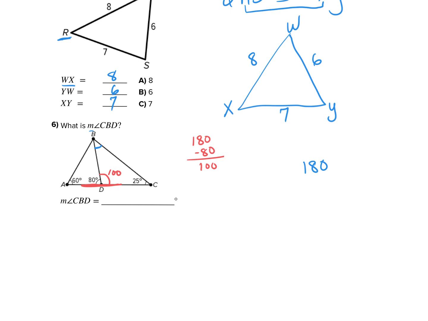So now I can subtract the 100 degrees, giving me 80, and then subtract the 25 degrees, and that will give me the remaining number of degrees in the triangle, or the measure of angle CBD, which happens to be 55. That was all that was needed for these two particular questions.